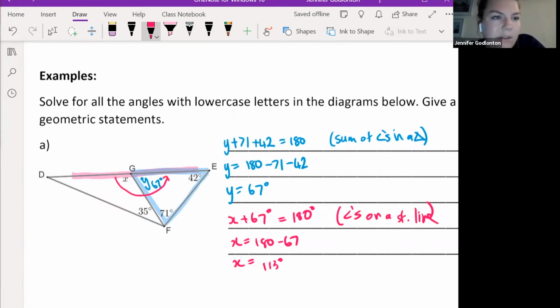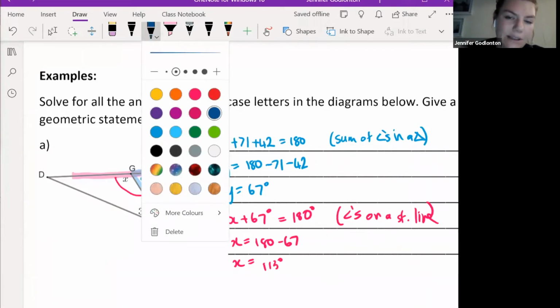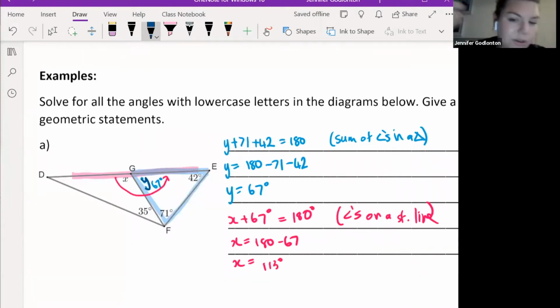Is there anyone who is uncertain about what I've written on the board right now before I look at a different way of doing this? Let me know. Speak now or forever lose your peace kind of situation. The Y, I chose to put in that Y value there. You don't have to say Y. You could have also called it angle FGE if you wanted to. I just thought the Y would make it a little bit easier to work with.